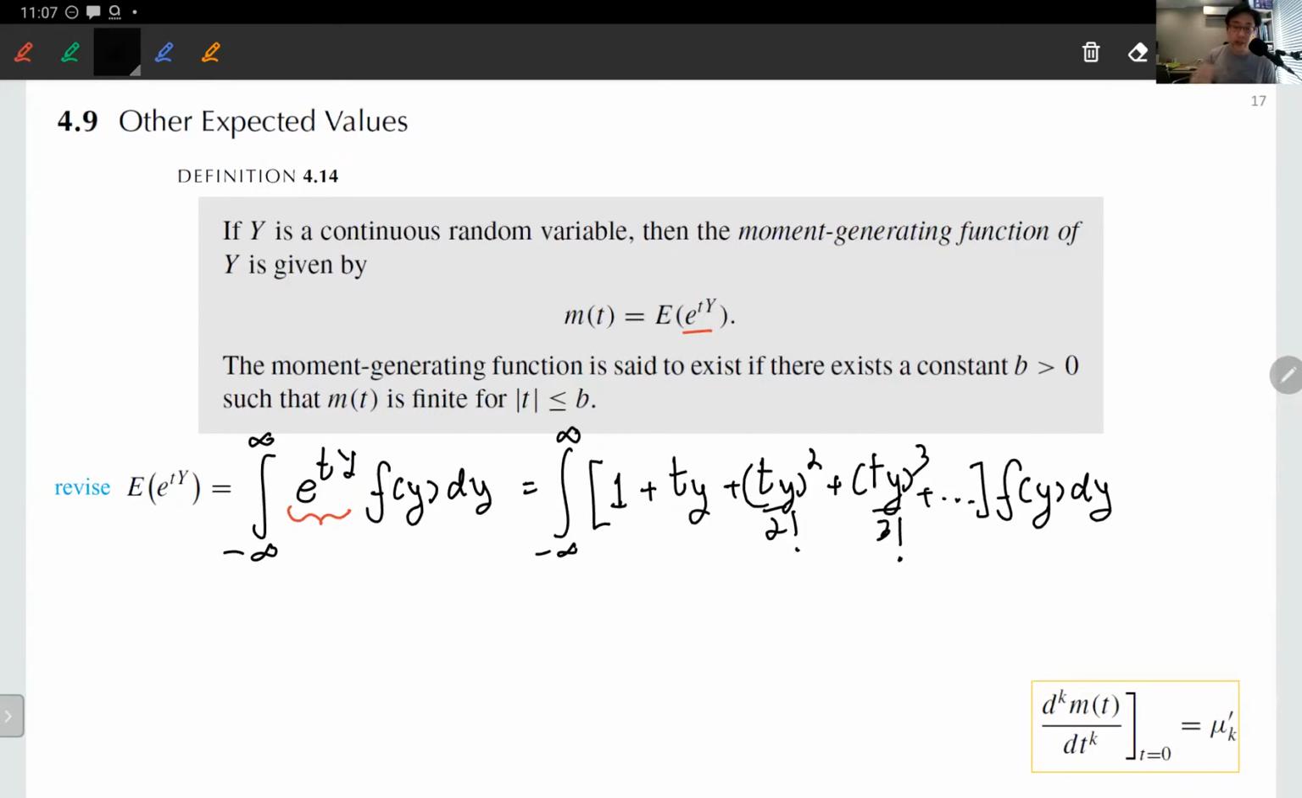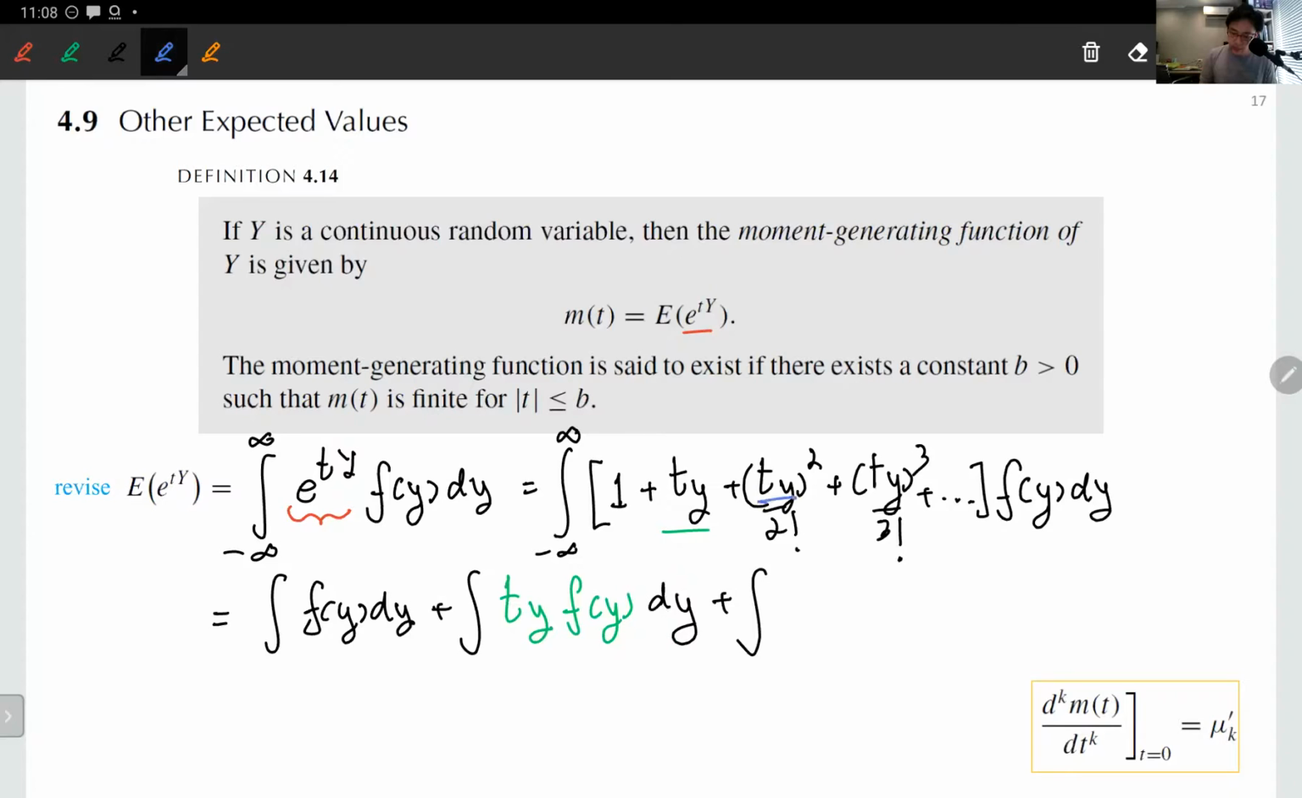When we have this, I can do the integration term by term. The first term is just 1 multiplied by f of y dy. The integral is everywhere, so just leave it there. Plus the second term, ty multiplied by f of y dy. The third term has t squared y squared times f of y dy, over 2 factorial, of course. And that goes on and on. Everyone remembers this, this is what we did.